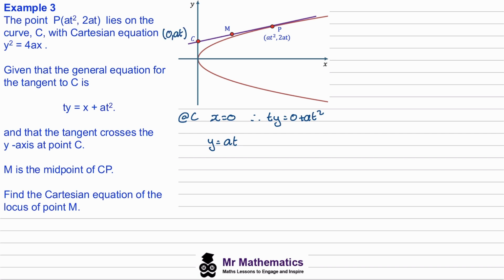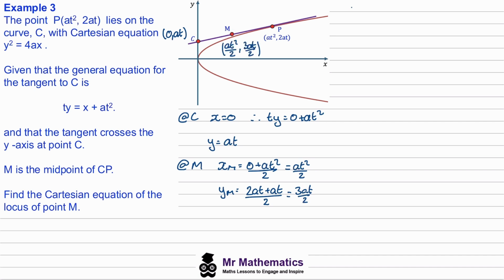So now we've got the general coordinates for C and P, we can find the midpoint M by finding the average x value and the average y value. So at M, the mean x value, we'll add these two together and divide by 2, and this will give us at squared over 2. And the y value at M will be the average of 2at and at, and this will give us 3at over 2. So I'll include each of these on our diagram.